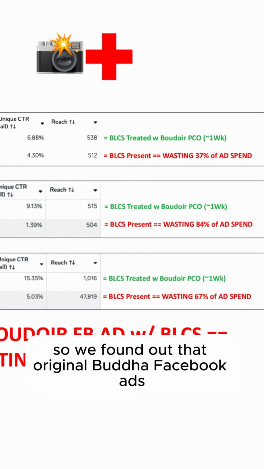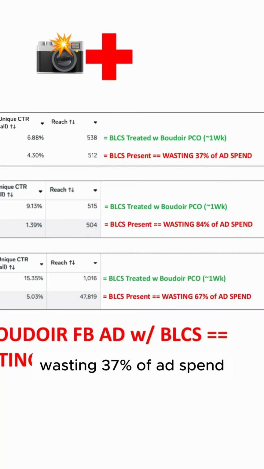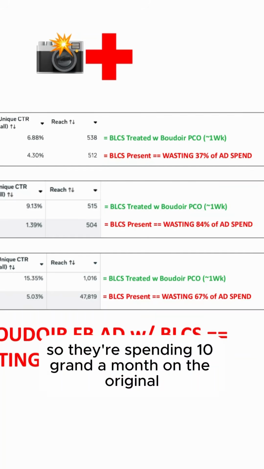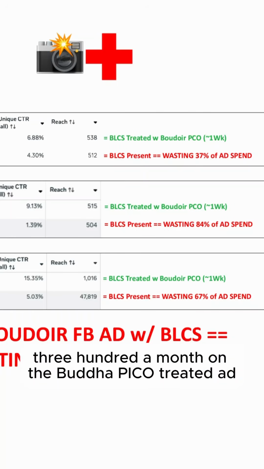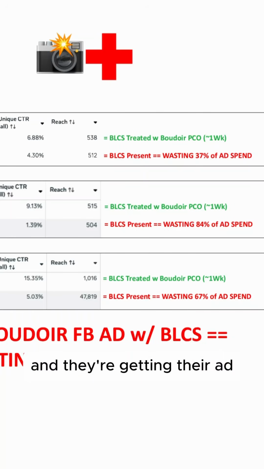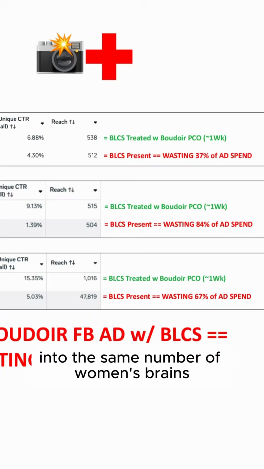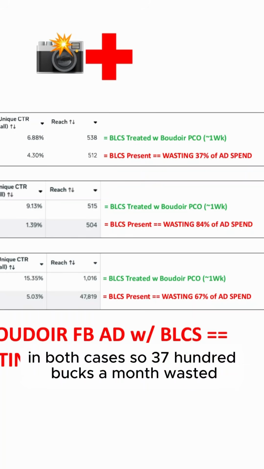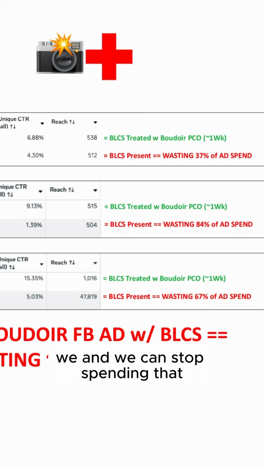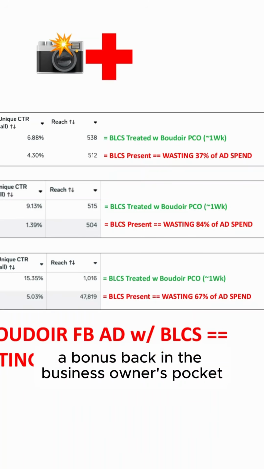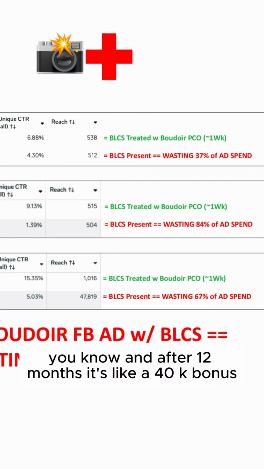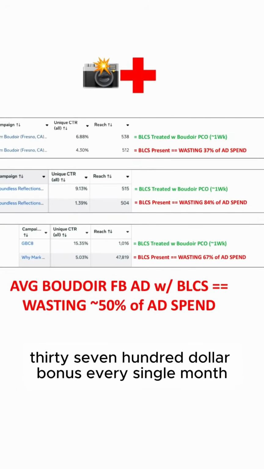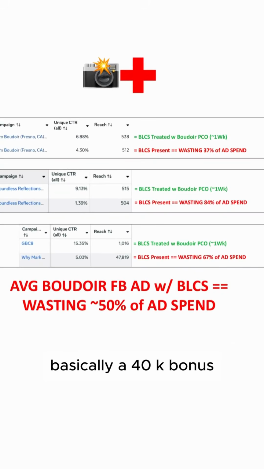So we found out that the original Boudoir Facebook ad was wasting 37% of ad spend. So if they're spending 10 grand a month on the original, they now only have to spend 6,300 a month on the Boudoir Pico treated ad, and they're getting their ad into the same number of women's brains in both cases. So that's 3,700 bucks a month wasted. We can stop spending that, and that's kind of a bonus back in the business owner's pocket because they don't have to spend it anymore. And after 12 months, that's like a 40K bonus. So a $3,700 bonus every single month, basically a 40K bonus.